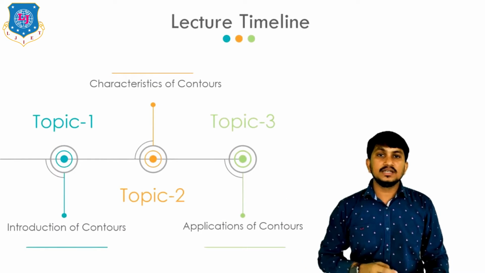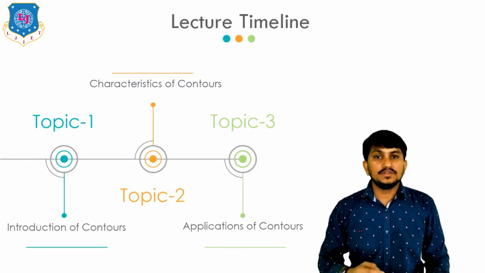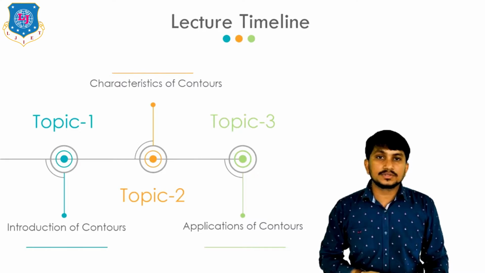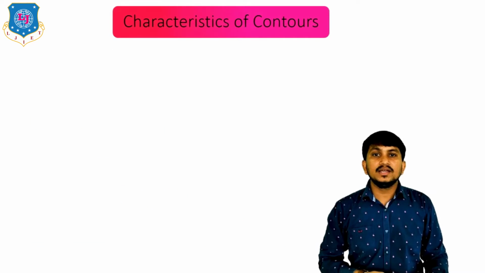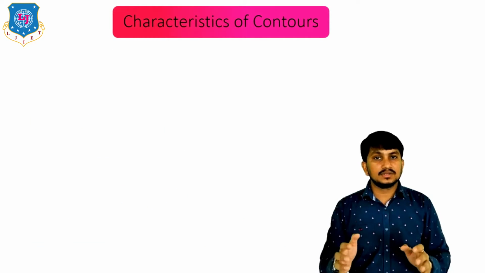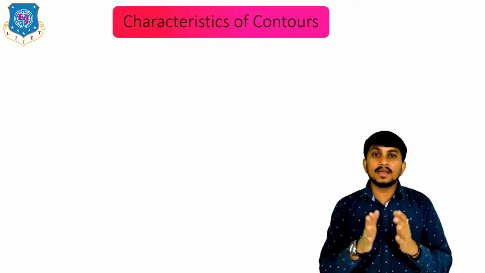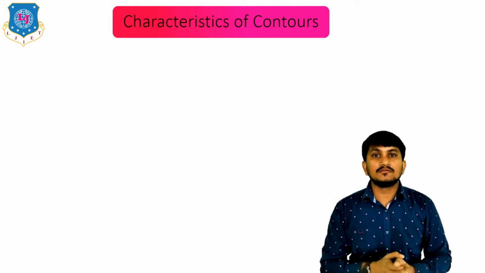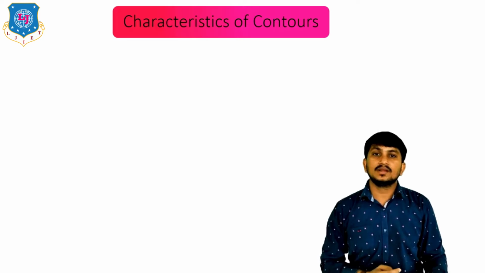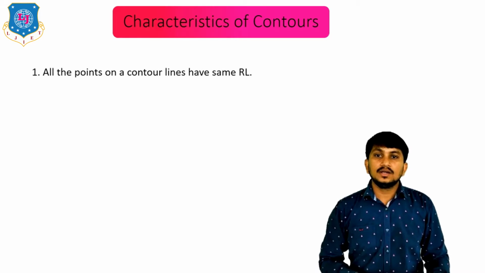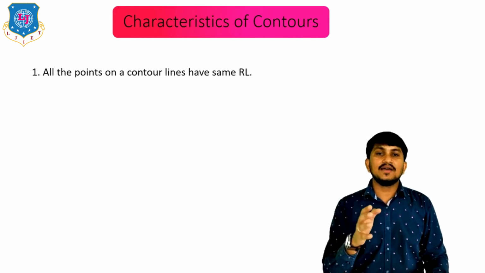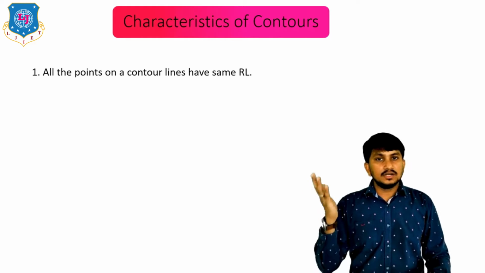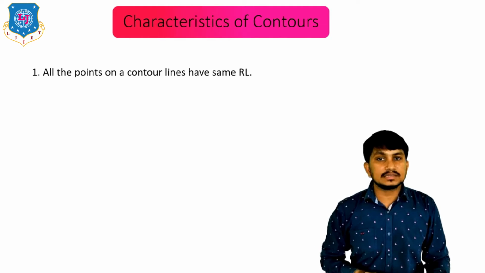Now let's move to the second topic of today's lecture, which is the characteristics of contours. What are the characteristics of contours? These are the points to be remembered while contouring, or while preparing a contour map. First point, all points on a contour line have the same RL. This is also discussed in the definition of contour lines.